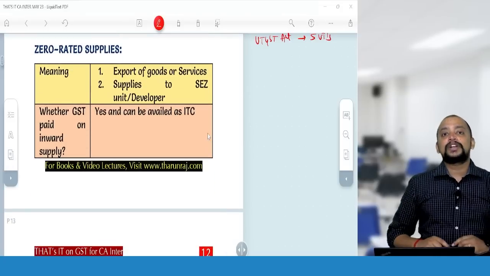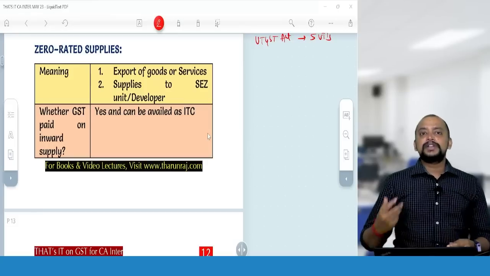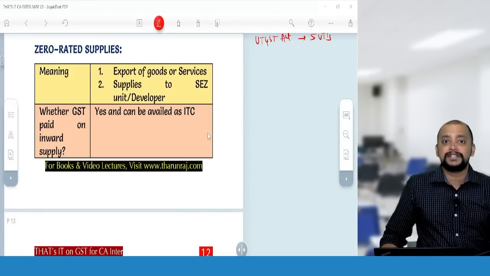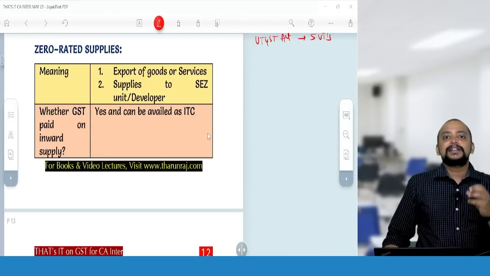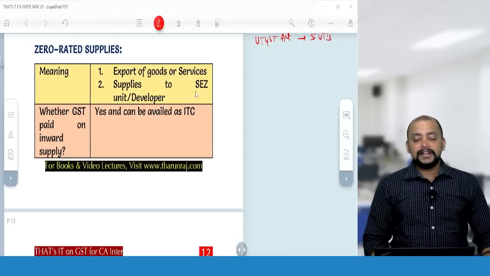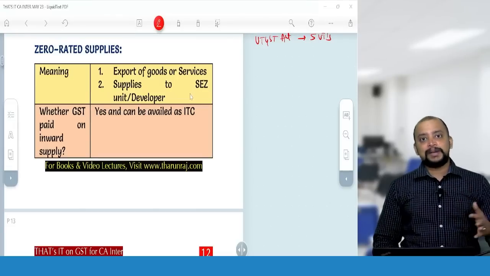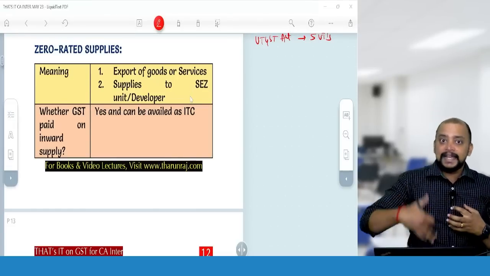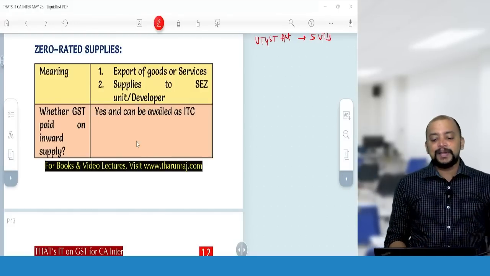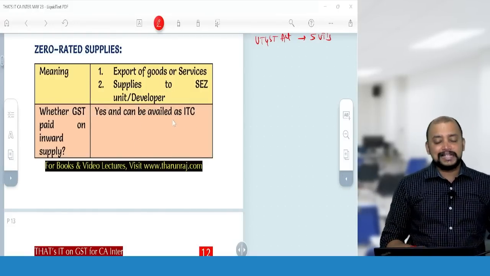Then we have something called zero rated supplies. Zero rated supplies means export of goods or services and supply of goods or services to a special economic zone. That is known as zero rated supplies. And in case of zero rated supplies, is GST paid on inward supply? Yes, upon purchases. I am making zero rated outward supply, but on purchases I will definitely pay GST, and that I can avail as ITC.